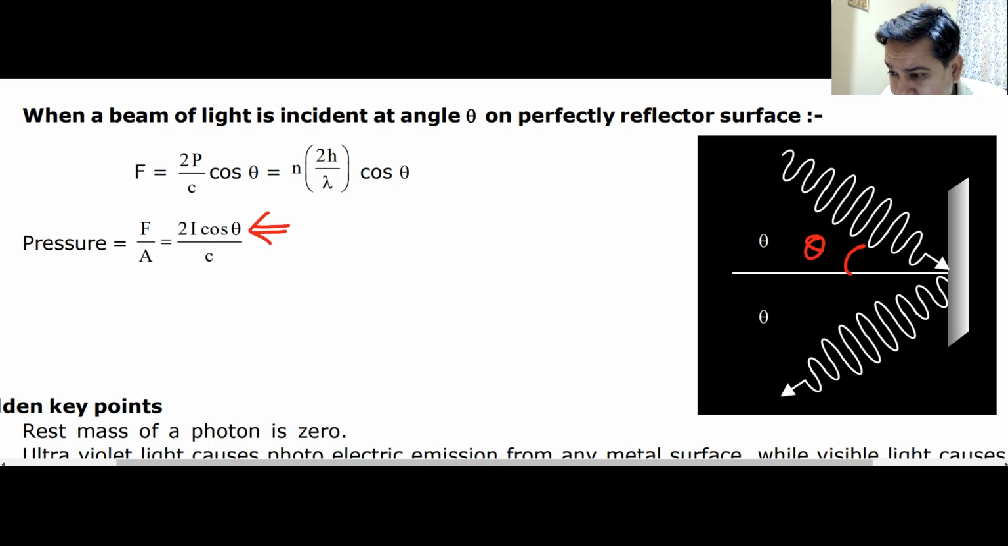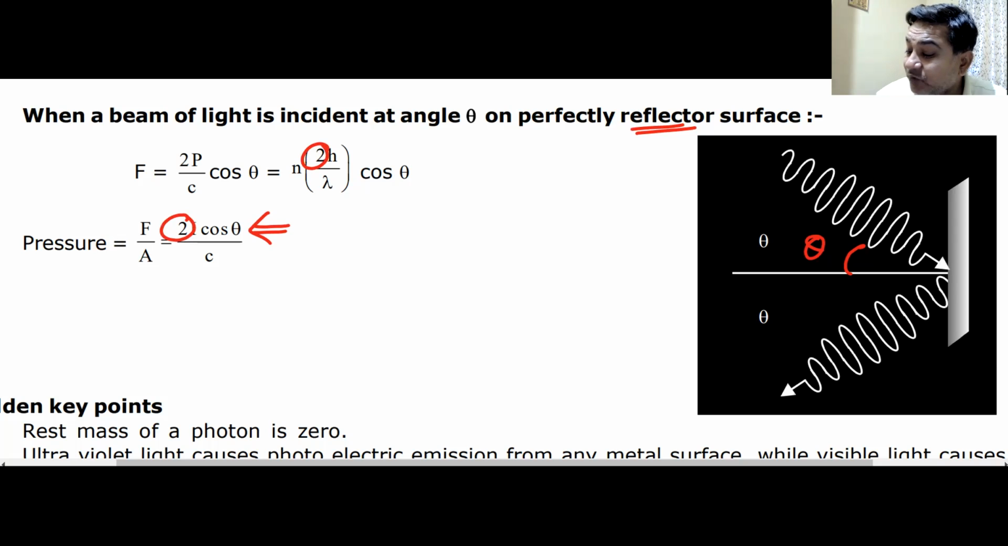Got it? So if it is a perfectly reflecting surface, it becomes 2 times. If it is a perfectly absorbing surface, the 2 becomes single. Perfectly absorbing, 2 disappears. Perfectly reflecting, 2 appears.